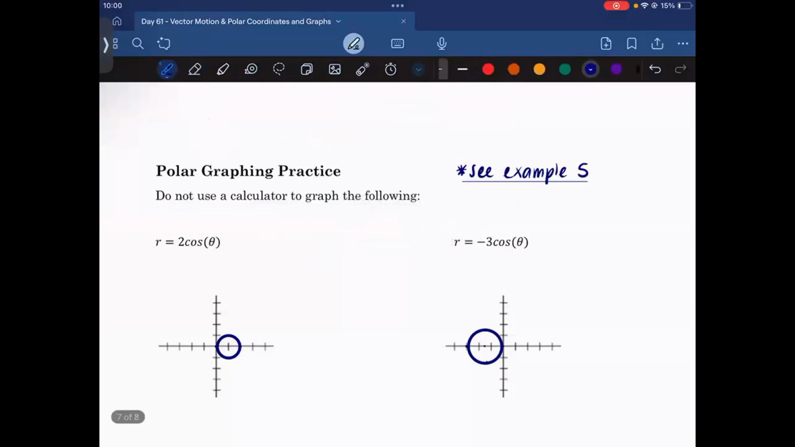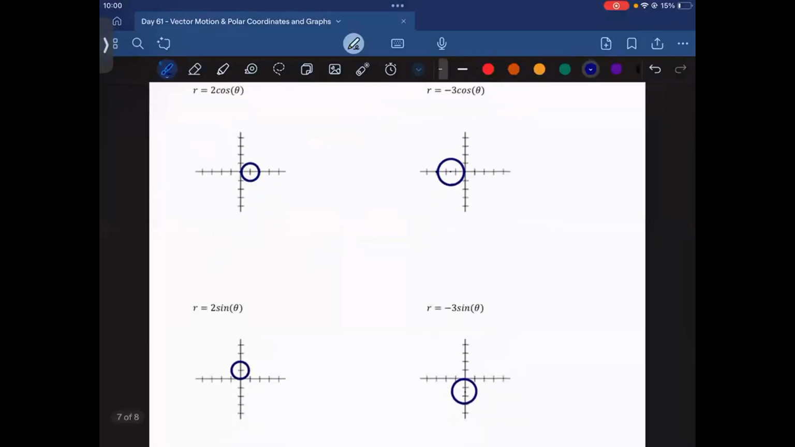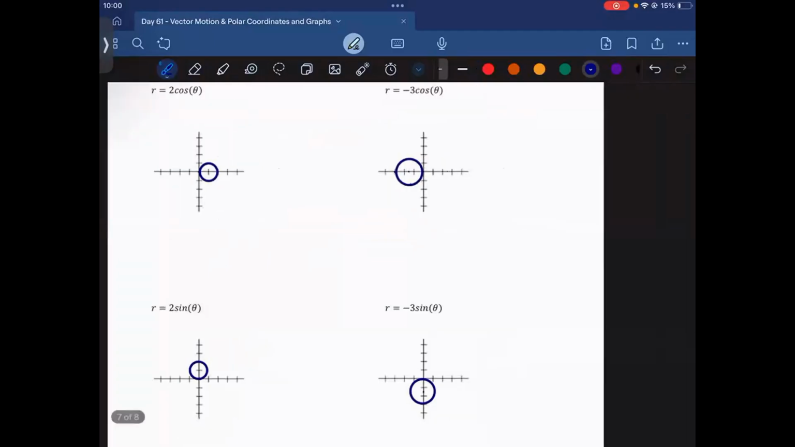So you should have done it. Just check your work real quick. So check your answers. You should not be using a calculator for these. You should be doing these by hand because some questions on the AP test will require you to do it by hand or will ask you to do it on a calculator.